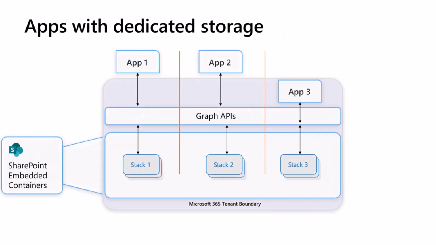So when you think about this dedicated storage, a good way to think about it is like this, right? You end up with your tenant boundary, and you have different apps using different stacks of containers. So for example, app 1 is using stack 1, app 2 is using stack 2, and app 3 is using stack 3 over here. And you can see that some of these are outside the M365 boundary, and some of them are inside the M365 boundary. The idea here is that when you have a whole bunch of apps, each of which has their dedicated space within the M365 storage area, that app controls all access into those different containers.